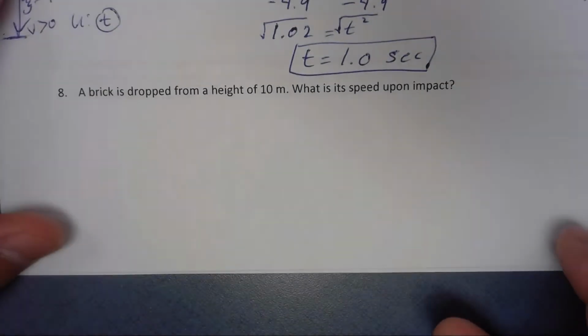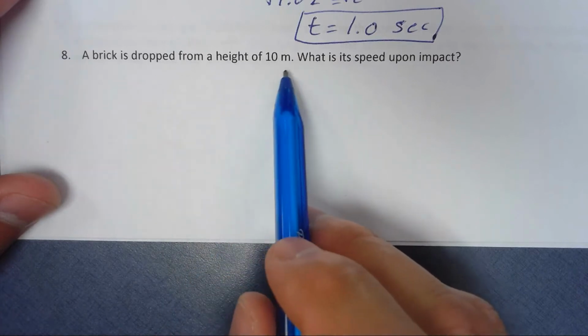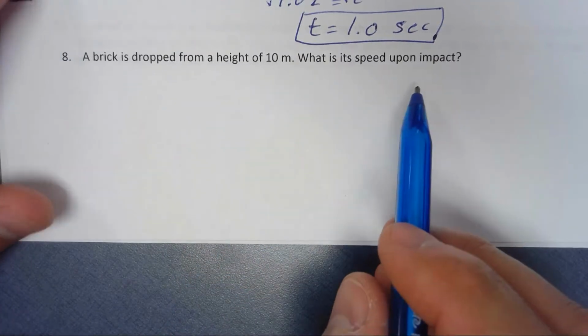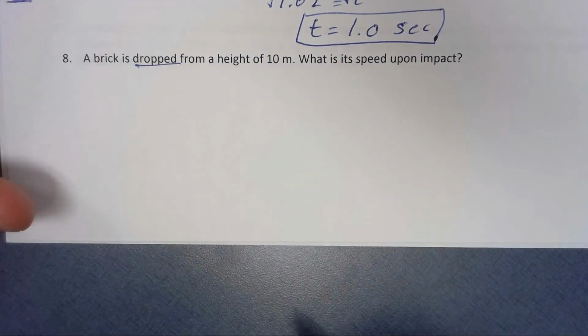Okay, let's solve a few more free fall problems. We'll go a little quicker this time. A brick is dropped from a height of 10 meters. What is its speed on impact? I want you to first of all see that this is a free fall problem. The word drop tells us that.